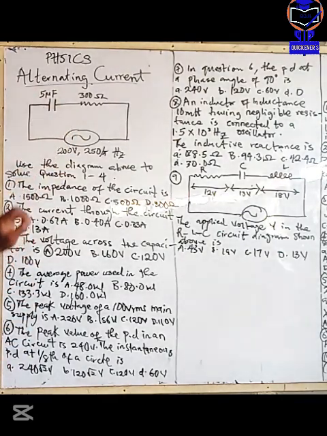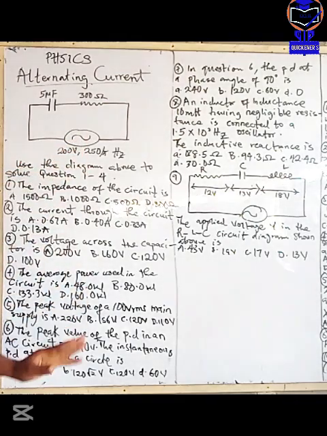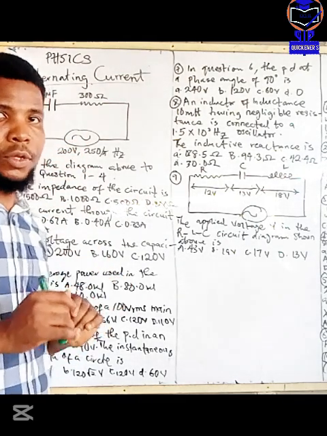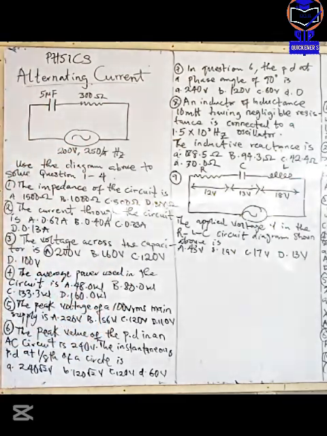Now, can you see this diagram? What you are seeing here is alternating current. So what is alternating current? I would advise you to pause this video at this moment and take note of all these questions before we start solving them. I hope you have done that.